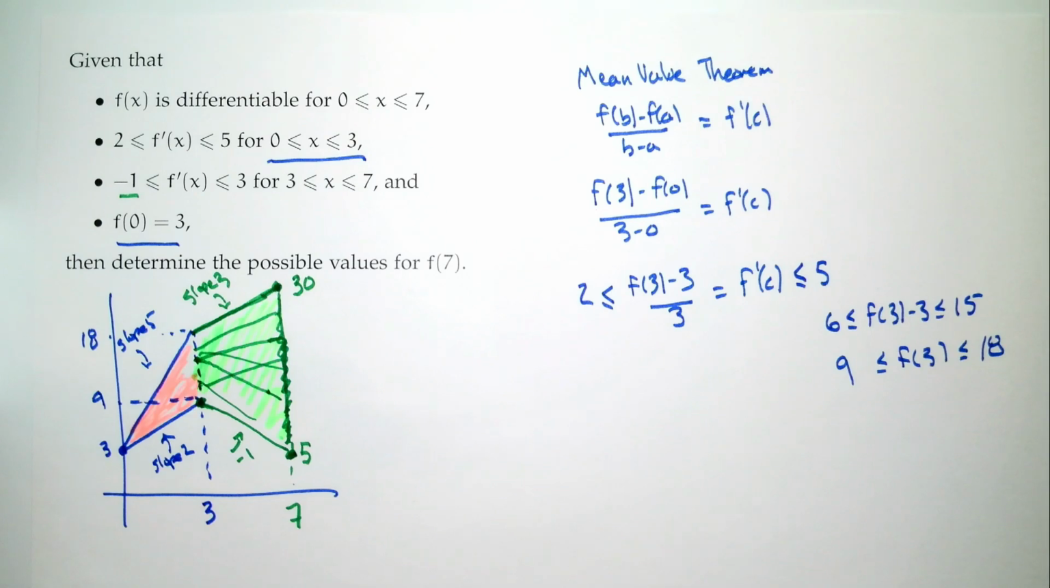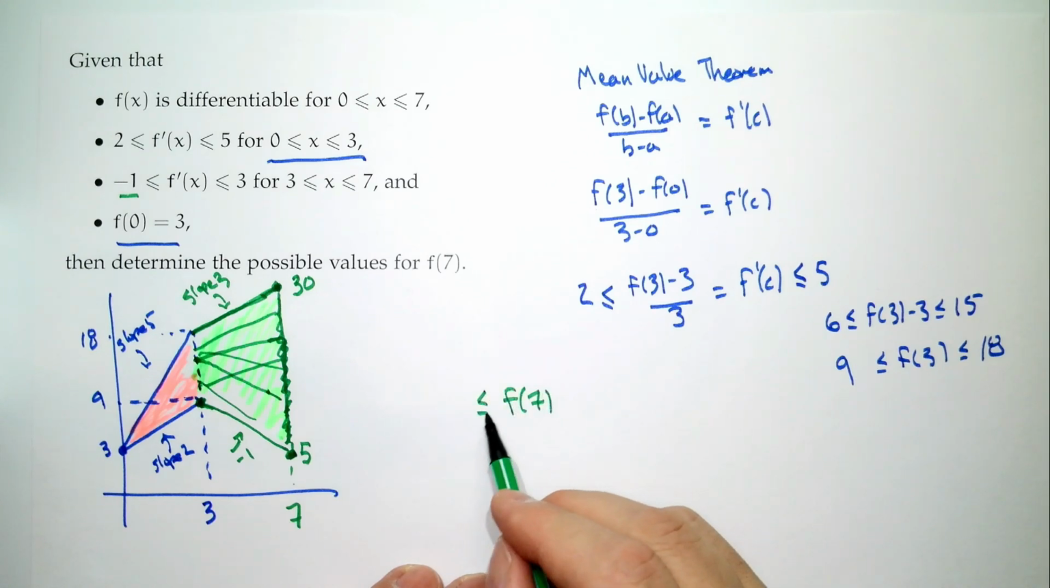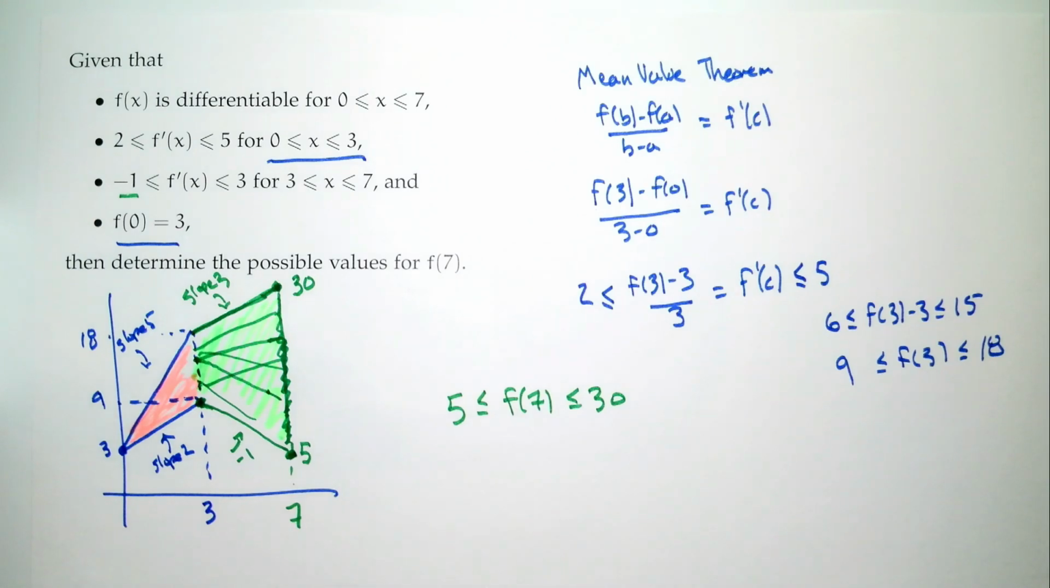And so, we can make a conclusion. You can say, look, f of 7, it's got to be between 5 and 30. So that's a good conclusion. That's a pretty strong conclusion. It turns out we can do a very small, tiny bit better. Could we achieve 5? What do you think? Can we actually make it to 5? If I was going to make it to 5, what would have to be true?